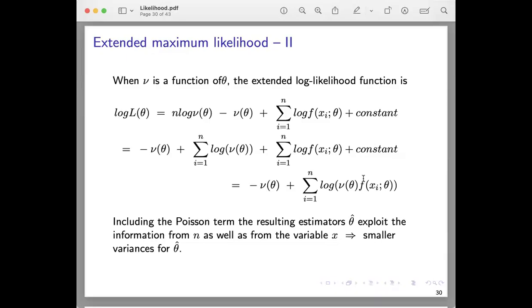So that means including this Poisson term, the resulting estimated theta also exploits the information from the number of events that is observed. Theta not only exploits the distribution of the observable, but also the total number of events observed. And this will also lead to smaller variances in theta.